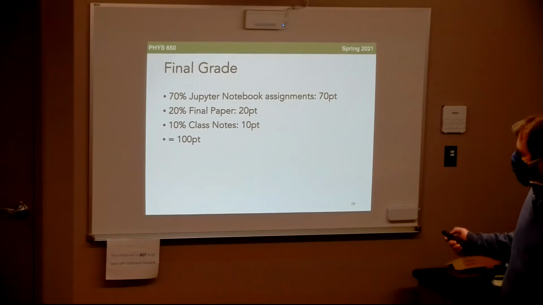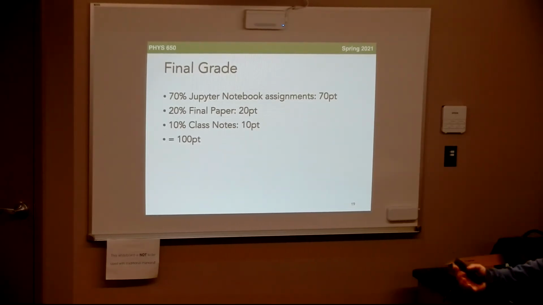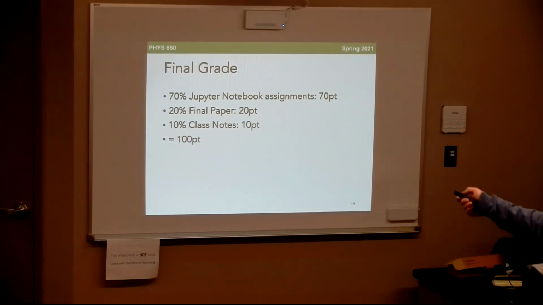The final grade: if you're an undergrad, you get a grade. If you're in grad school, you basically get a pass-fail. But I'm grading everybody basically on this. 70% is the Jupyter Notebook, 20% is the final paper, and there's going to be those class notes.